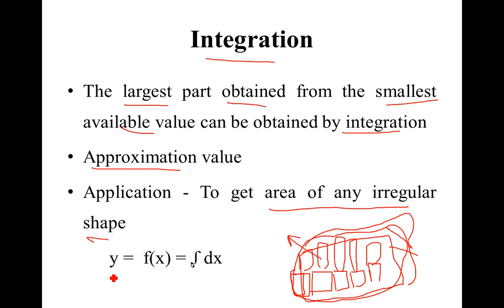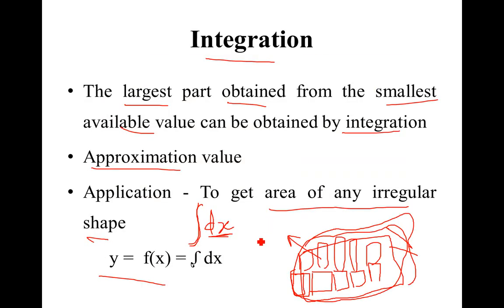As we know, any function is defined as y equals f of x. For differentiation, it is dx. And for integration, you take that particular small change value and integrate. The symbol for integration is this one. So take the smallest value and integrate, and you will get the whole possible value.